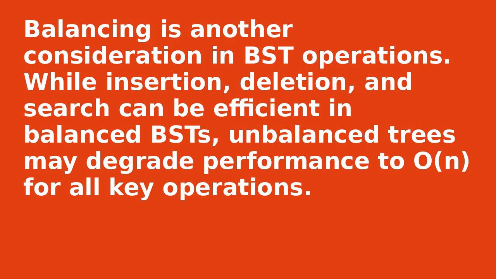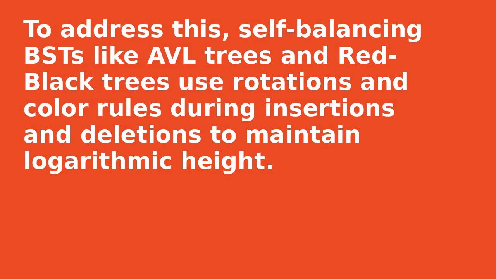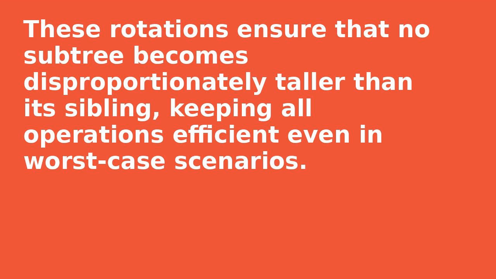Balancing is another consideration in BST operations. While insertion, deletion, and search can be efficient in balanced BSTs, unbalanced trees may degrade performance to O(n) for all key operations. To address this, self-balancing BSTs like AVL trees and red-black trees use rotations and color rules during insertions and deletions to maintain logarithmic height. These rotations ensure that no subtree becomes disproportionately taller than its sibling, keeping all operations efficient even in worst-case scenarios.